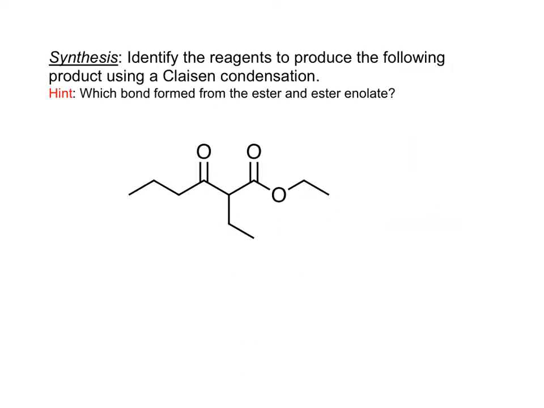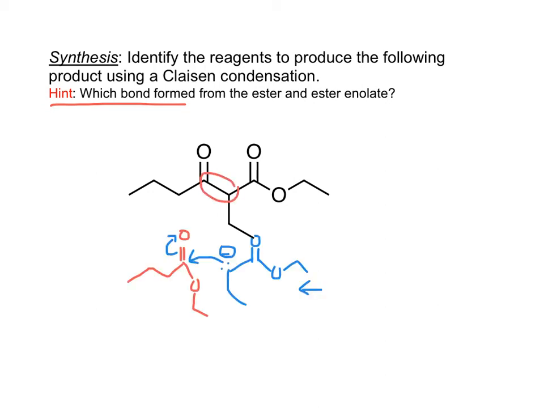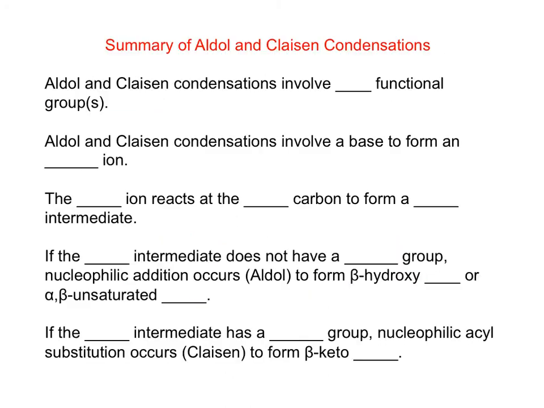So a good way to check your understanding is to work it forwards and backwards. So given this beta ketoester, determine the reactants to make this compound. Stop the video and draw the structures. So the bond that forms to make this beta ketoester is this one here. So here's the structure of the ester which makes that product.